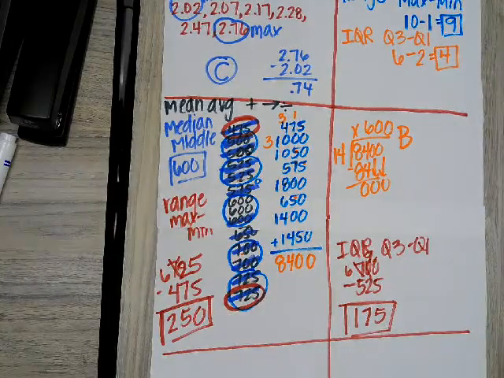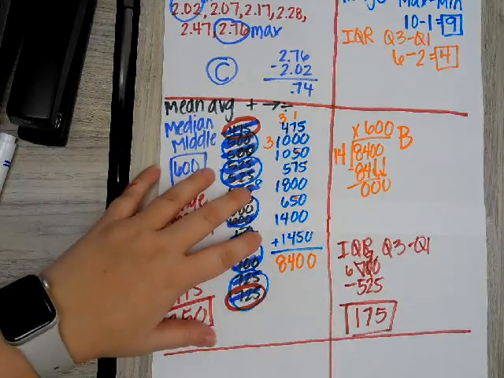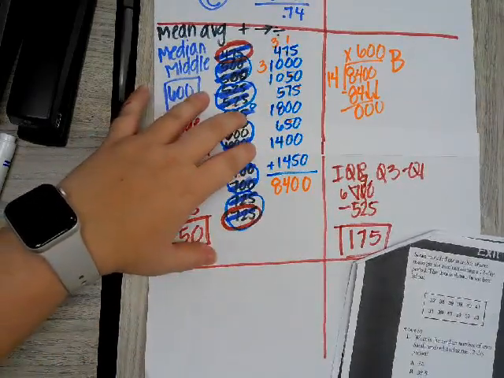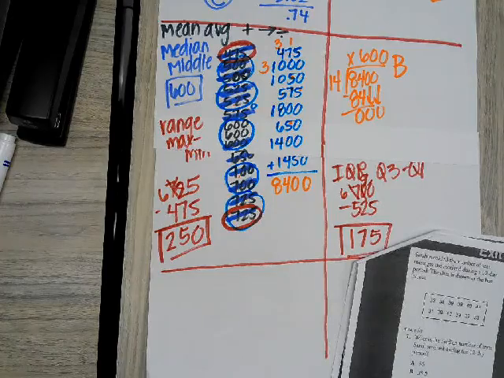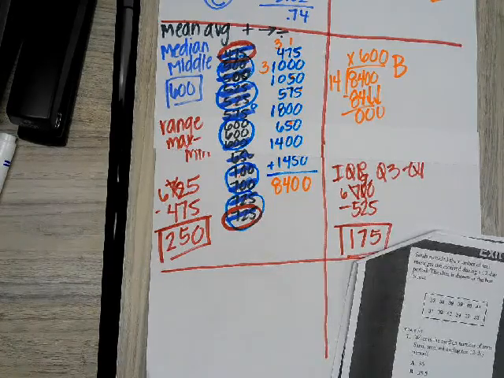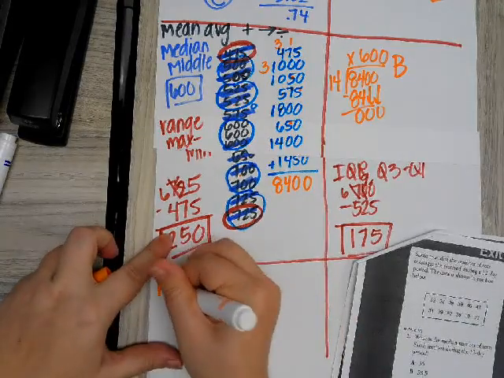Okay, last one. Sarah recorded the number of text messages she received during a 12-day period. What is the median? All right, remember median. That is my what, you guys? Middle.